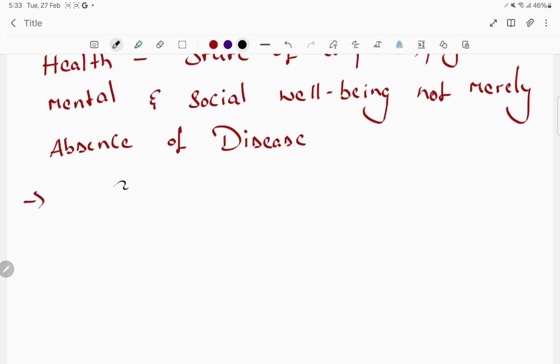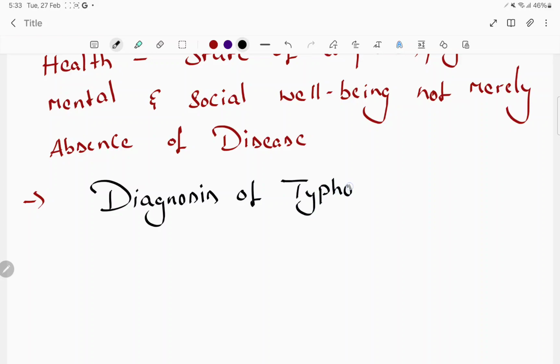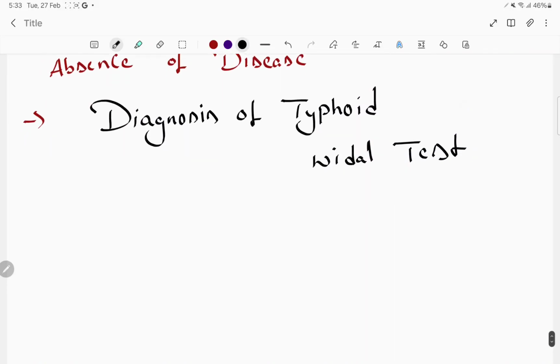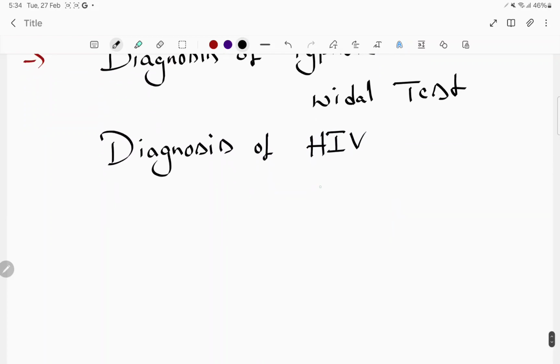The chemical test for diagnosis of typhoid is Vidal test, and for early diagnosis of HIV, ELISA, or for confirmation it is Western blot.